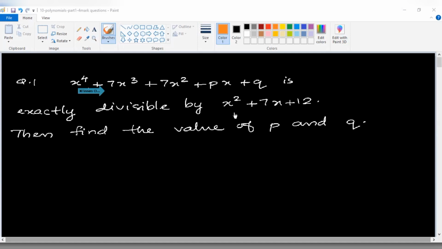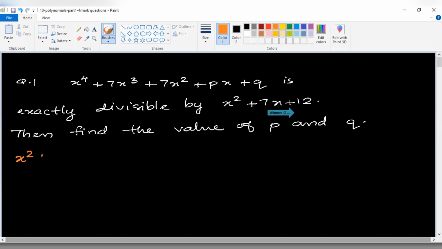And the only given thing is that the polynomial x square plus 7x plus 12 is a factor of this, right? See, the first polynomial is exactly divisible by the second polynomial, which means this second polynomial is a factor of the first one. Okay, so factor means, see, this is a second degree polynomial, so we can factorize it. So first we will factorize this second polynomial.